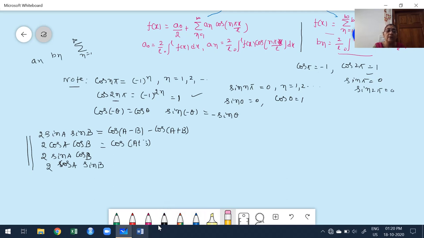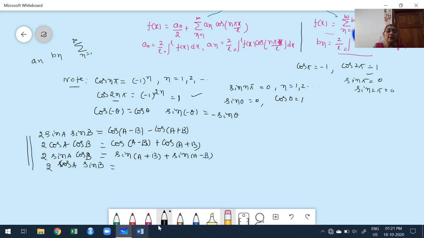2 cos A cos B is cos of A minus B plus cos of A plus B. Similarly, you write down the 2 sin A cos B formula using sin of A plus B and sin of A minus B, which is nothing but sin of A plus B plus sin of A minus B.